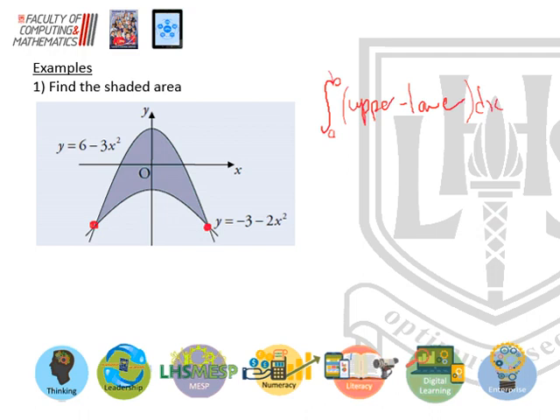So firstly, we don't know what these limits are, so we have to find them. Now, those limits are your points of intersection between these curves. So to find the limits, and again, give yourself a wee signpost, to find the limits, we're going to do simultaneous equations.